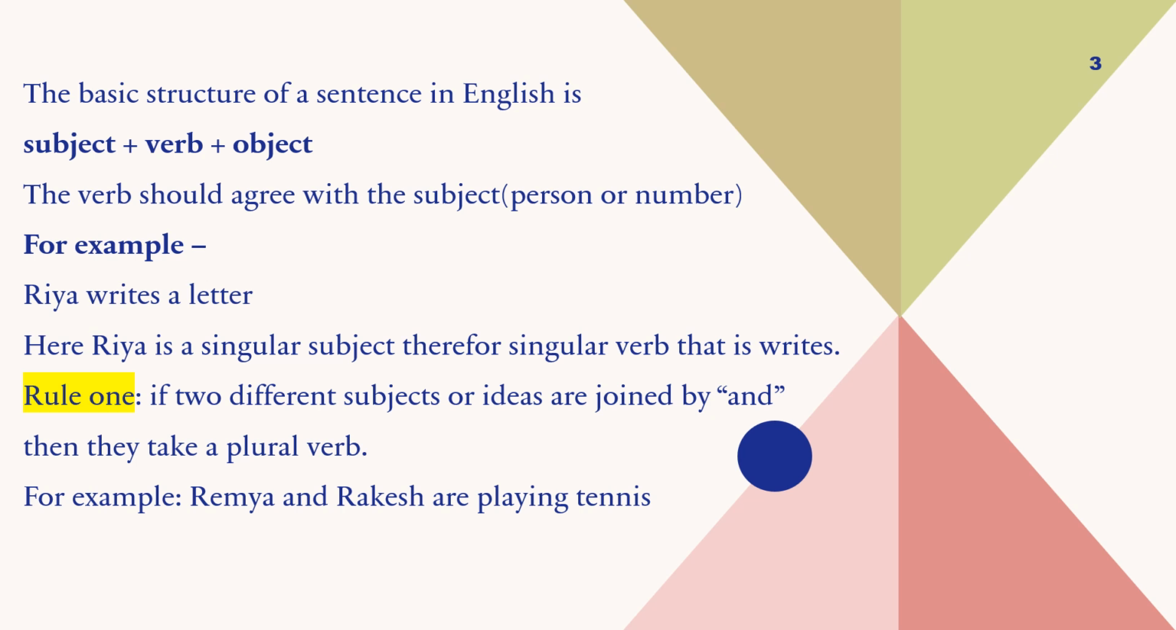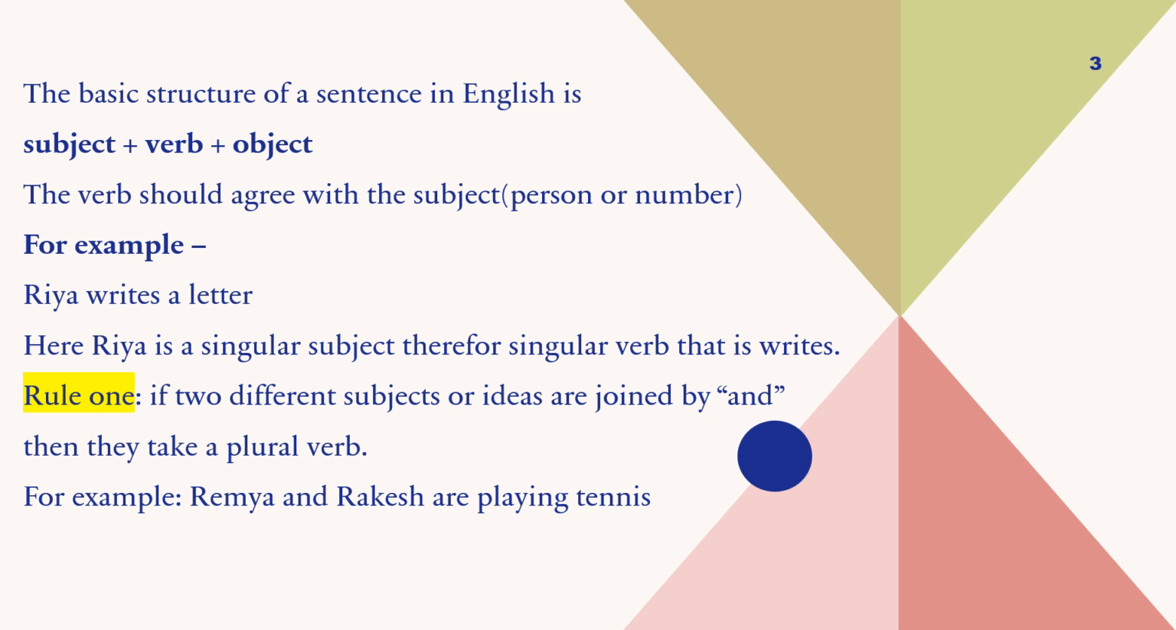Now let's look at one example over here. Ria writes a letter. Here Ria is the subject, writes is the verb, and letter is the object. See, the thing about a verb is that in order to make it singular, we should add s or es. Because of which we have Ria writes a letter. It's not Ria write a letter. That is wrong. Ria writes a letter is the correct way of saying or writing it.